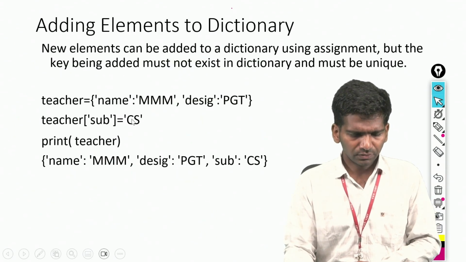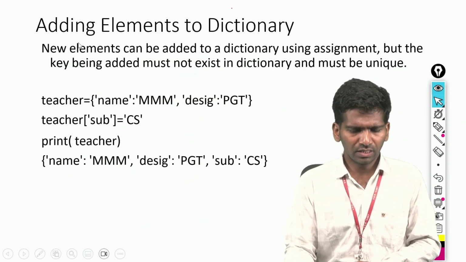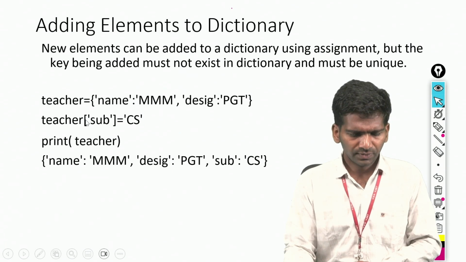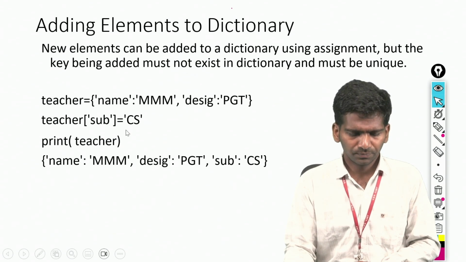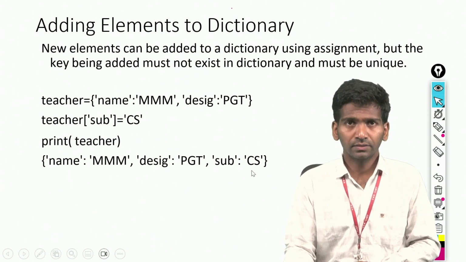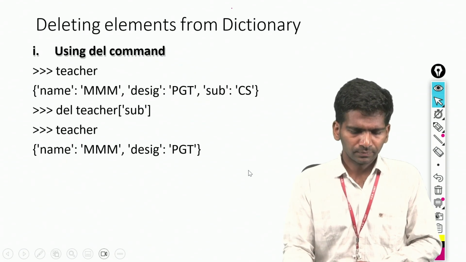So adding elements: if you want to add some more elements, you can give a key and value like this. This is my variable, and these are my key value pairs. If I want to add, I can add by giving a key value. Then if I print, you'll get subject CS. So this is how you add it.